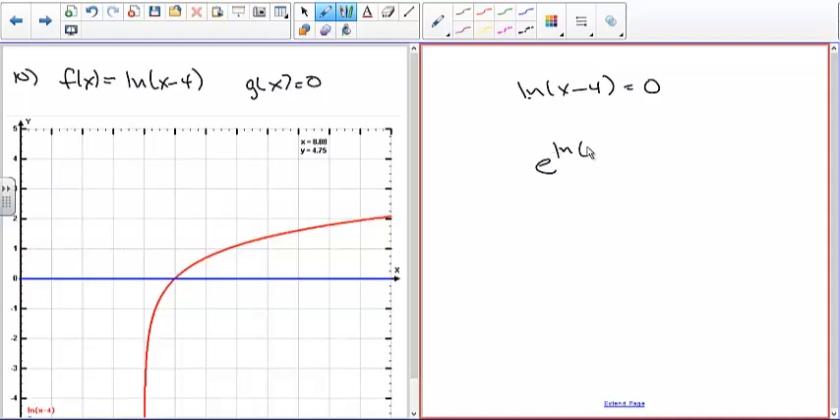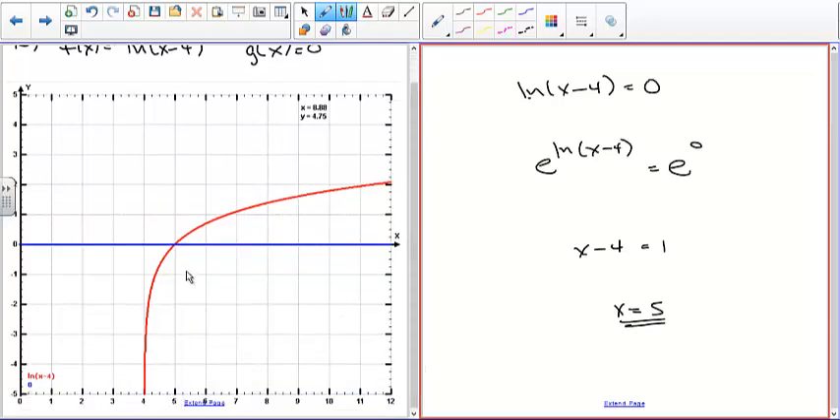So we take e to the natural log of x minus 4 is equal to e to the 0. So you can see these become the exponent. You use the inverse properties of logarithms and exponents of the same base. So these are the same base. So the left-hand side just becomes x minus 4. And e to the 0 is 1. Anything raised to the 0 power is 1. And then you add 4 to both sides and you get x equals 5. And you can see that's what we get down here. Here's x equals 5. That's where the two curves intersect.